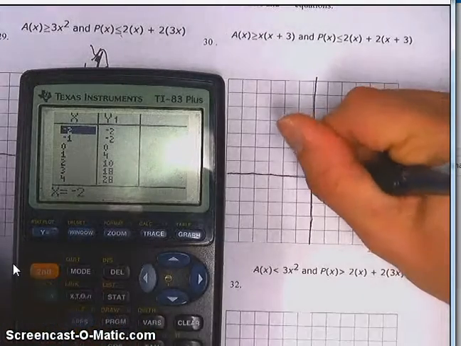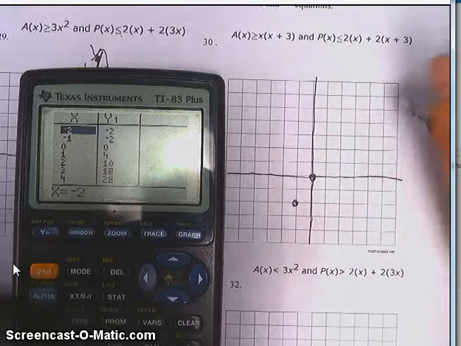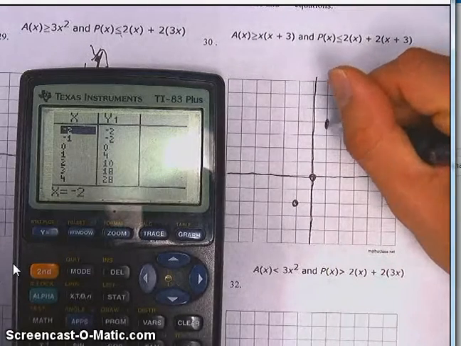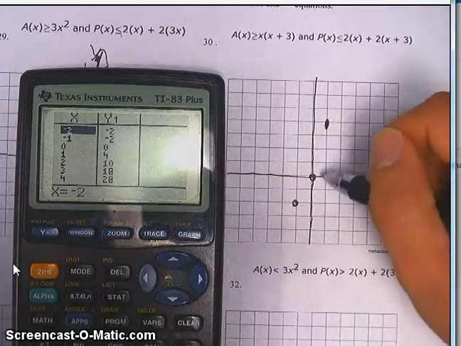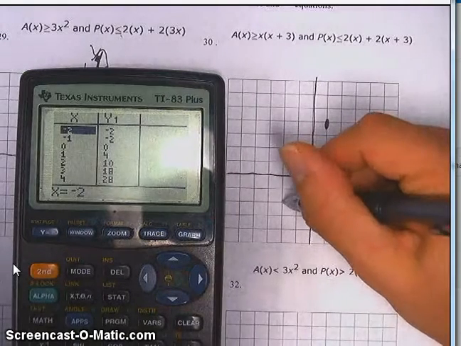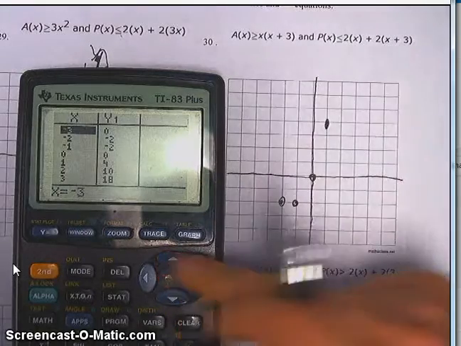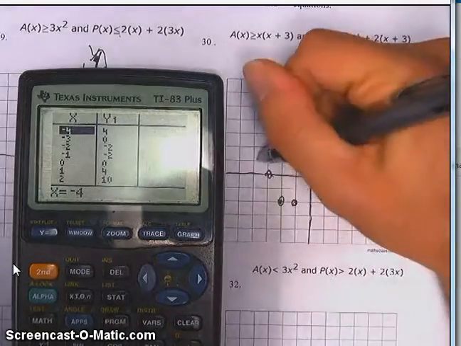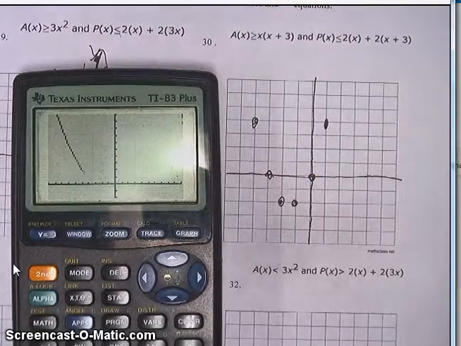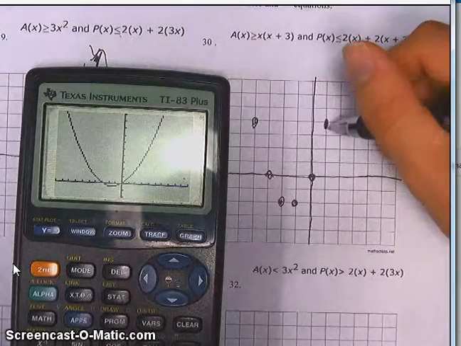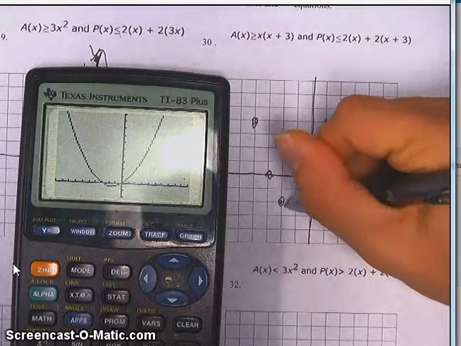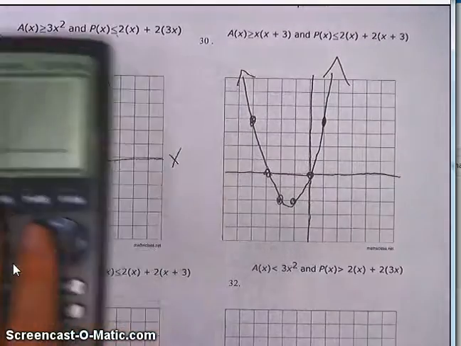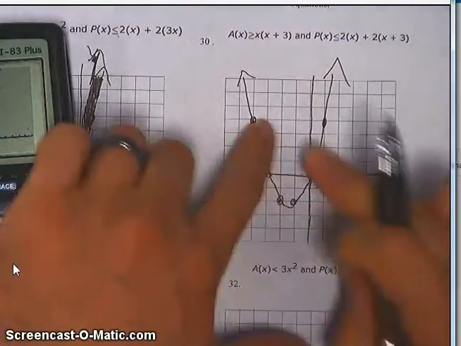0, 0, negative 1, negative 2, 1, 4, and 2, 10 I can't make fit, but negative 2, negative 2, and I think I can get negative 3, 0. And this looks like it's turning into a parabola, but we should hit the graph button just to be sure. Yeah, this thing's definitely a parabola. It's going to look like this. And it's greater than or equal to, so it's a solid line and it's shaded above.